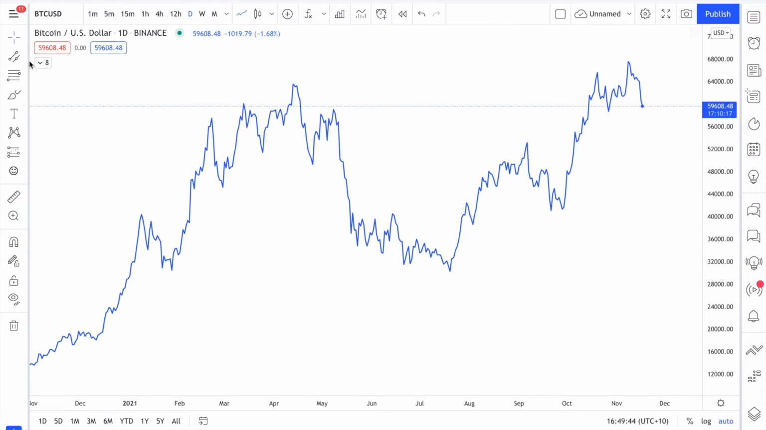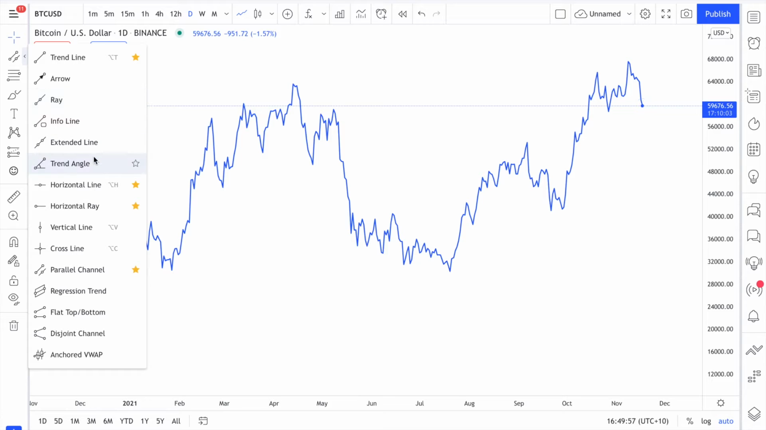Now on the left part here is probably the most important. These are all your drawing tools for TradingView. Up here you've got your cursor. You can choose different cursors for it to look funky. I just keep it on the cross, which is standard. Here you're going to have most of your important tools in this second one. You've got trend line, arrow, ray, info line, extended line, trend angle, and so on. Now, the ones we're going to use today are just horizontal line and trend line. These are the two most important tools, I would say, that I use most of the time. Most people are going to use these in pretty much any situation where they are charting.